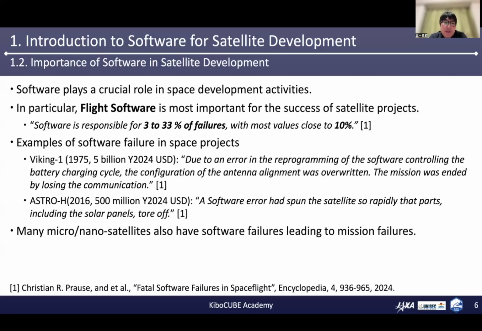And in the case of the Astro 8 satellite, a Japanese satellite, because of a software error, the satellite started to spin up very rapidly, and some parts, like solar panels, were torn off. So this kind of very big failure is caused by software failures. And many micro nano satellites also have software failures leading to mission failures.